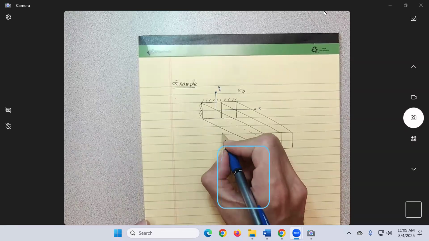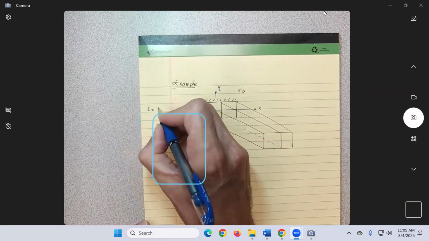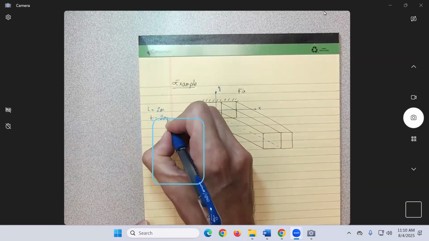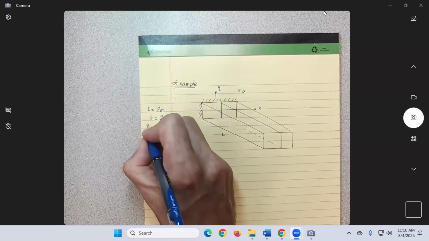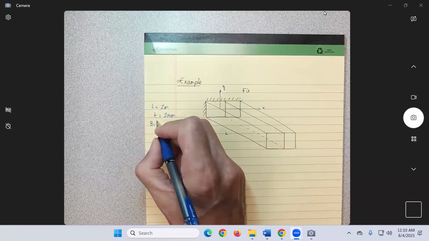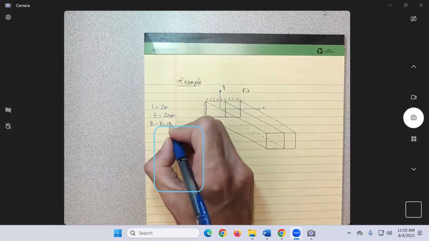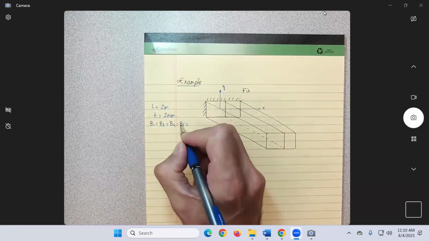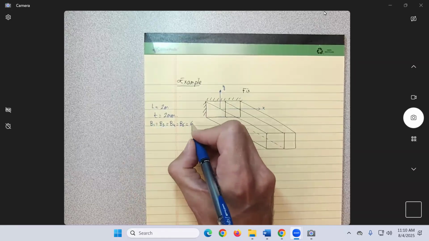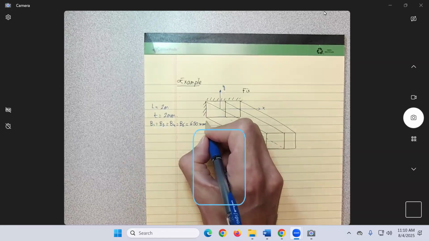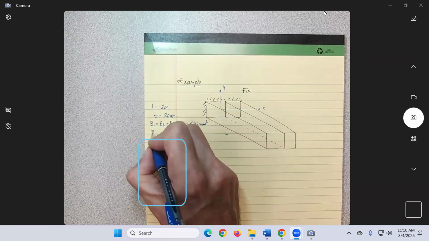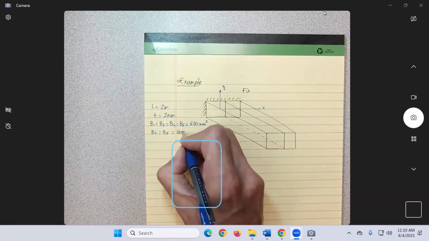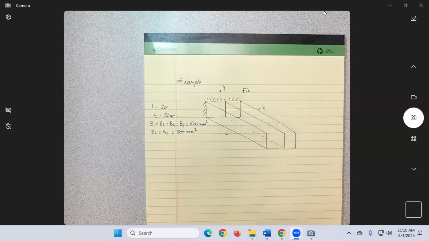Y and X. The length of the beam is going to be 2 meters. Thickness of the wall is going to be 2 millimeters. B1 equal B3 equal B4 equal B6 equal to 650 millimeters square. B2 equals B5 equal to 1300 millimeters square.